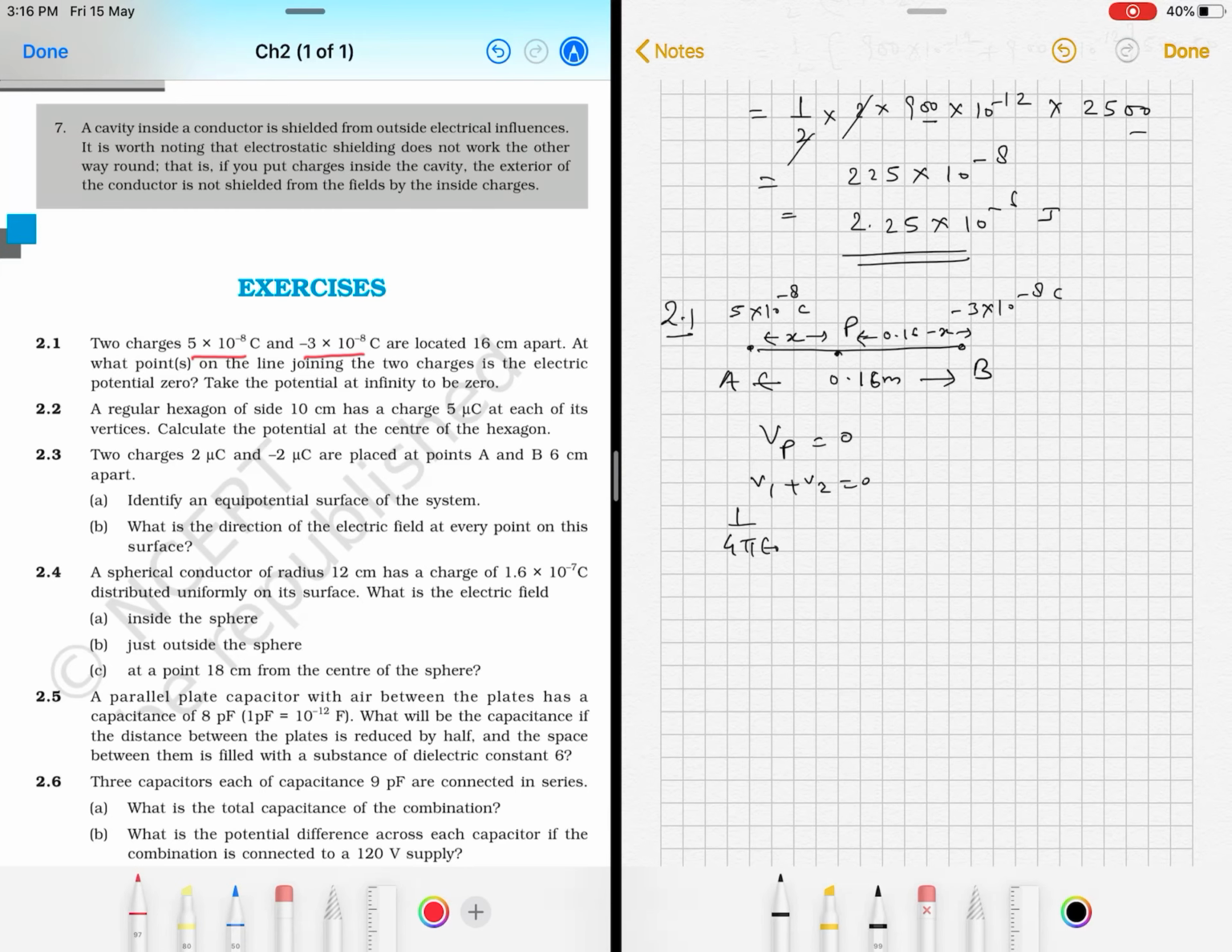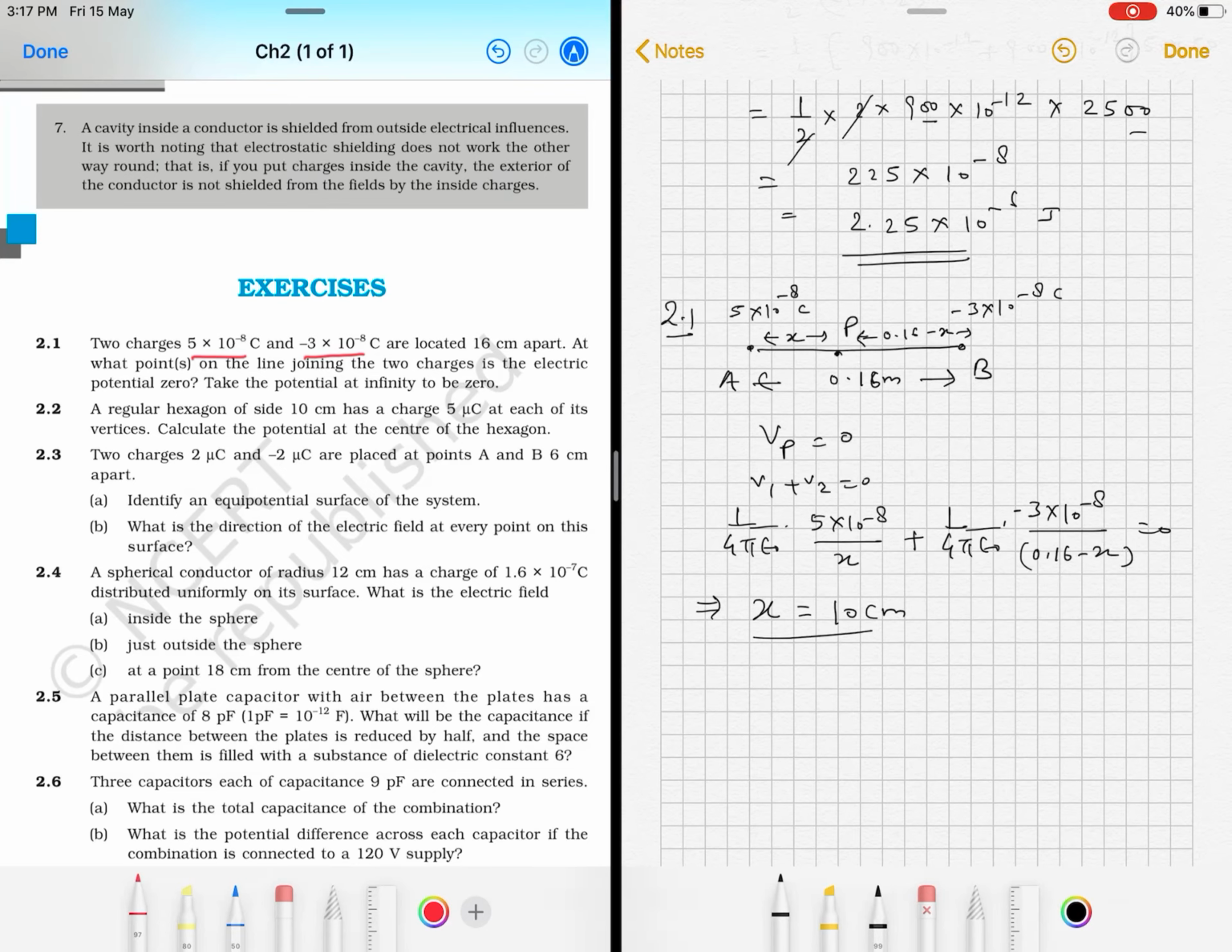That is 1 upon 4 pi epsilon naught, charge at A is 5 into 10 to the power minus 8 upon distance x, plus the second is 1 upon 4 pi epsilon naught, charge is minus 3 into 10 to the power minus 8 and the distance is 0.16 minus x, equal to 0. So after solving you will get x equal to 10 centimeter. On solving we will get 10 centimeter.